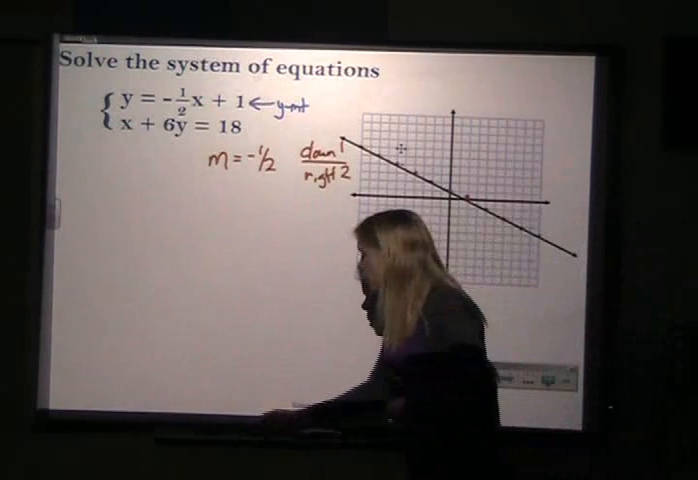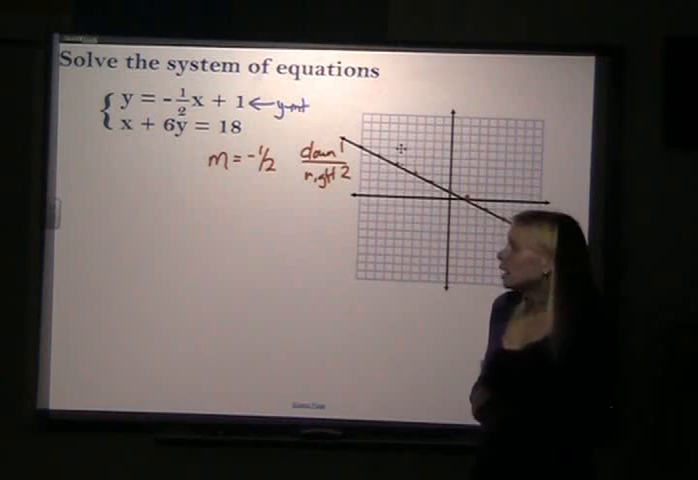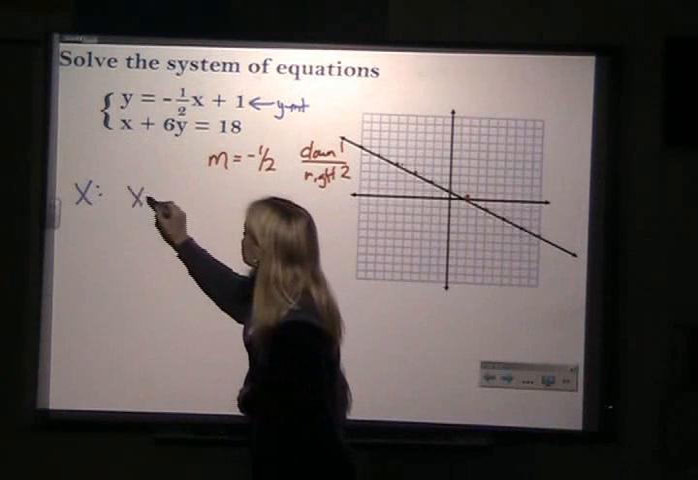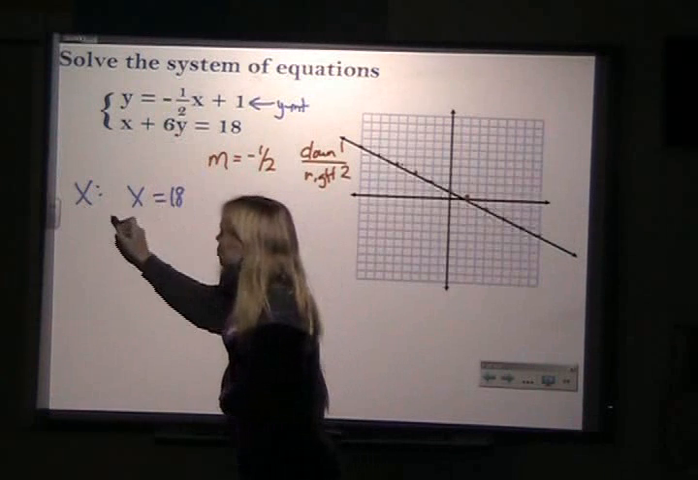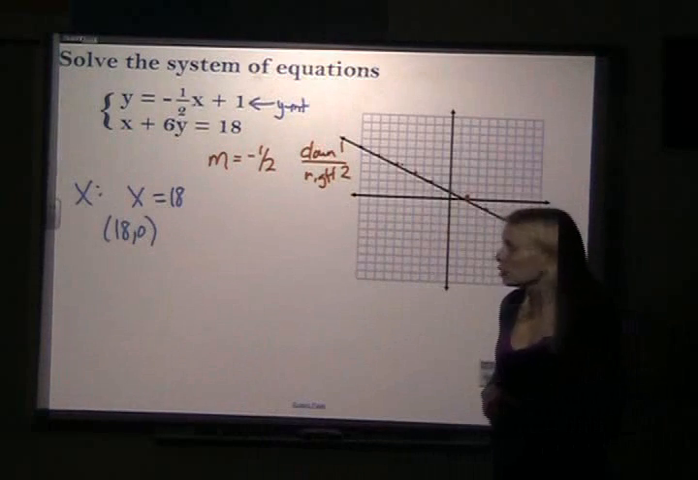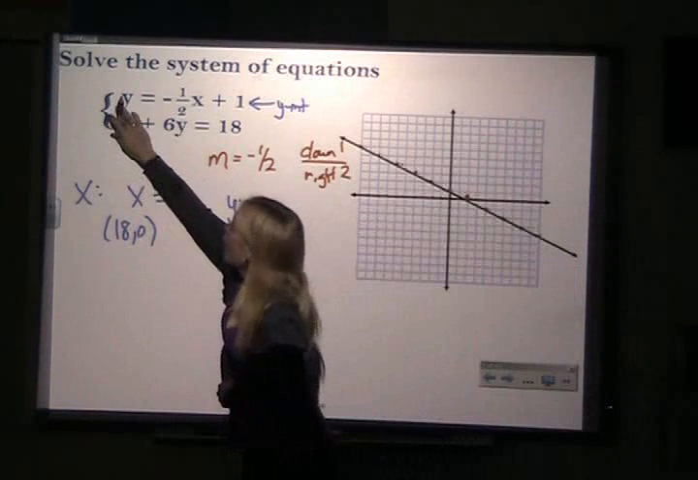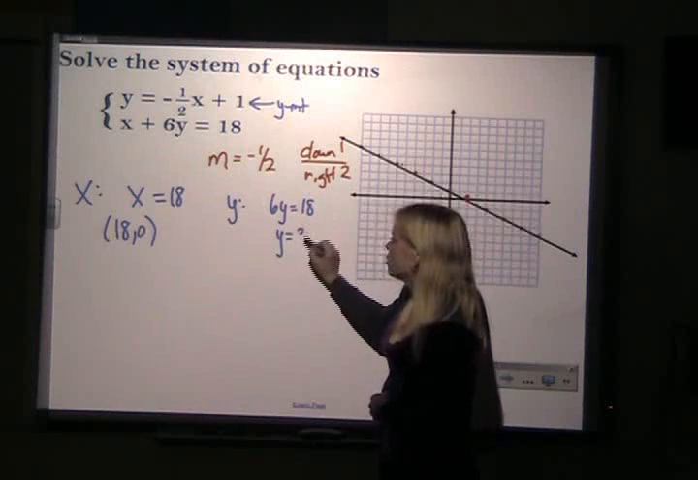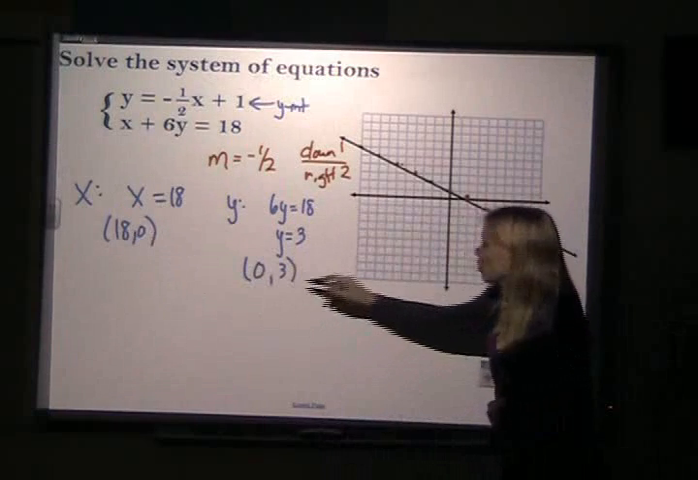For the second one, this is in standard form. So when it's in standard form, I'm going to find my x-intercept. So x equals 18, because this is going to be 0. So that's 18, 0. And I'm going to get to what I would do on my graph here in a second. My y-intercept, I'm going to put 0 in for x. So 6y equals 18, so y is 3. I can't graph this one, but I can graph 0, 3.